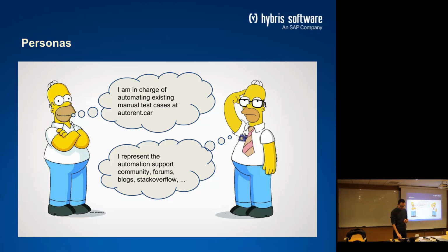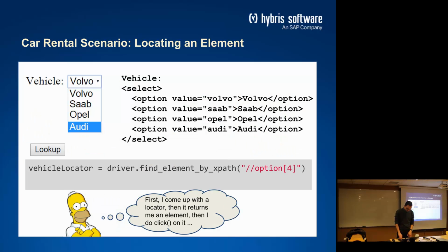And then on the right-hand side, we have this Homer with glasses. He represents the automation support community, the people that you can find in Stack Overflow and Stack Exchange, I guess. Those kinds of forums and blogs, and basically he represents the community. So these two guys, we will use them in our scenarios.